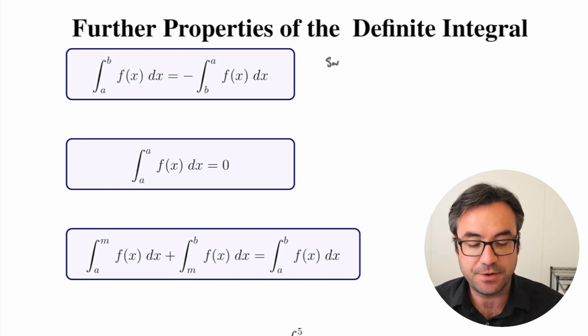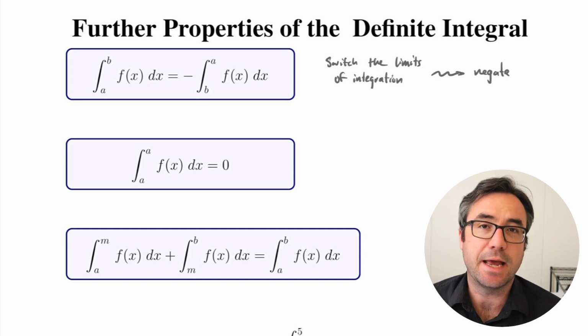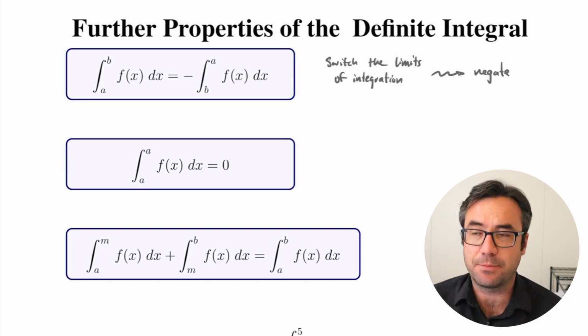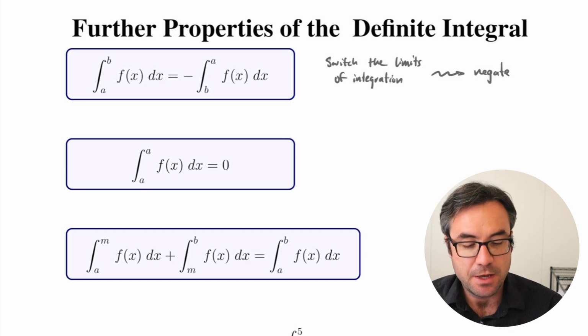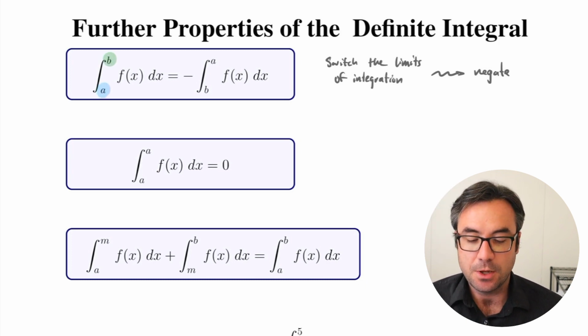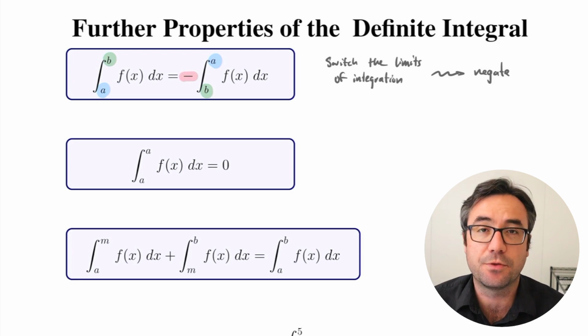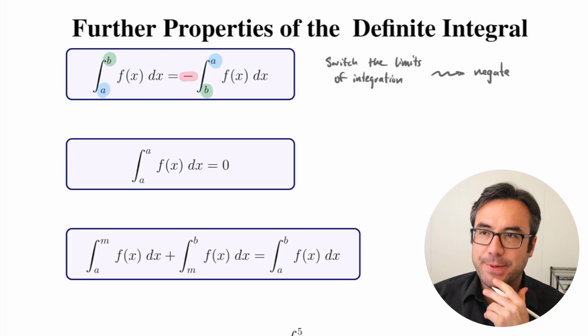So if we switch the limits of integration, we can do it. We just got to make sure we make the result negative. So we just got to negate it. Okay, so that's the first property there. We can switch our limits of integration. So if we start where we're integrating from a to b, well, we can swap it around, and instead, we can integrate from b to a. And the only thing we have to do then is just make the whole thing negative.